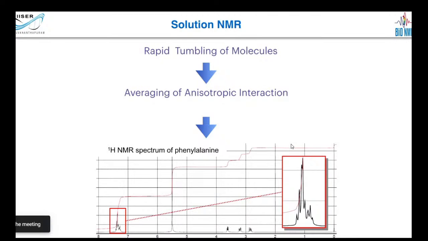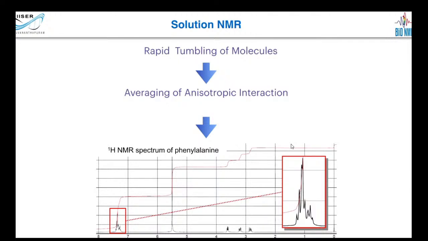It is not through bond, it is actually through space. Dipolar coupling is through space and not through bond. You observe dipolar coupling indirectly when you do a NOE NMR. In solution state NOE NMR, you will get information from dipolar coupling, but only the distance information.